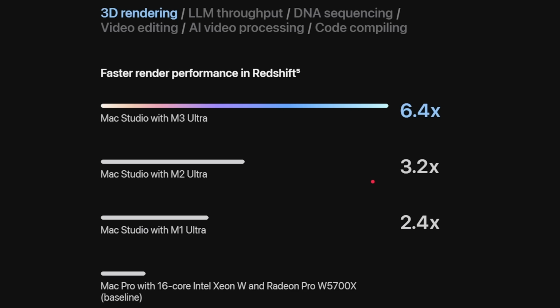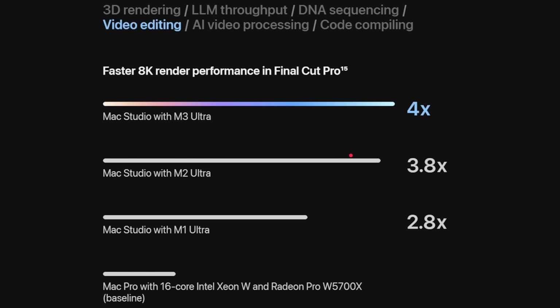And looking at other things, 3D rendering, comparing to an Intel Mac Pro. That was the one they're using. So 2 times faster with the M1 Ultra, 3.2 times faster with the M2 Ultra, 6 times faster with the M3 Ultra. And then video editing, again, remember they've got the additional hardware encoding and decoding there. So this is 2 times faster than Intel Mac, almost 3 times, and then 3.8 to 4.